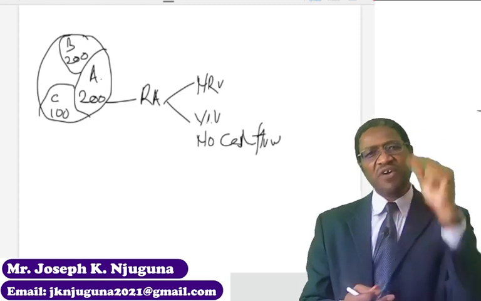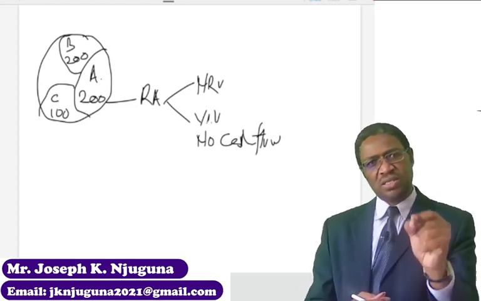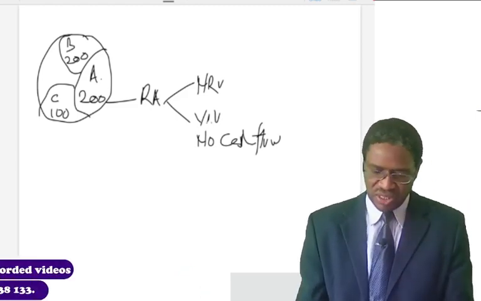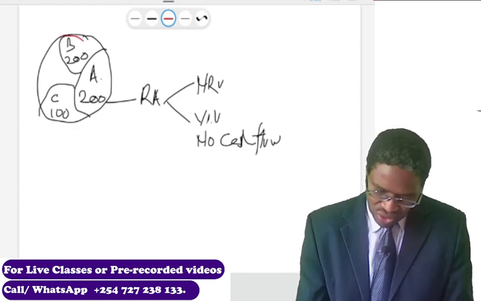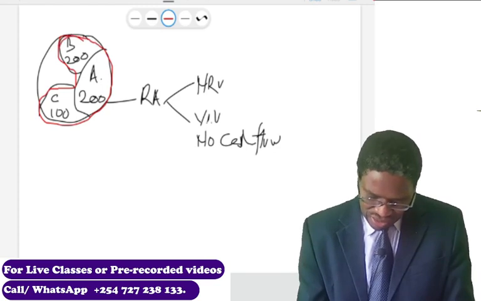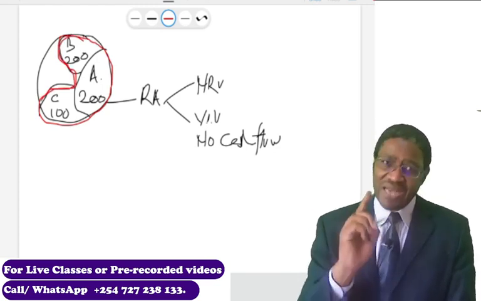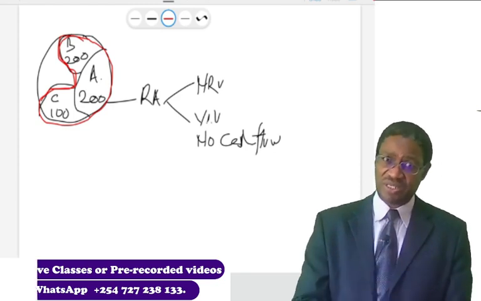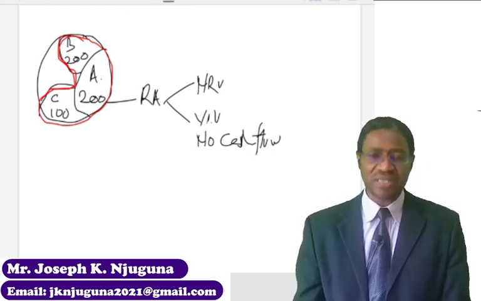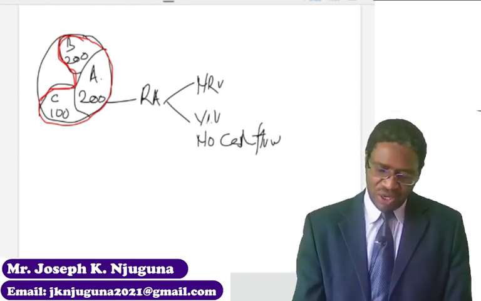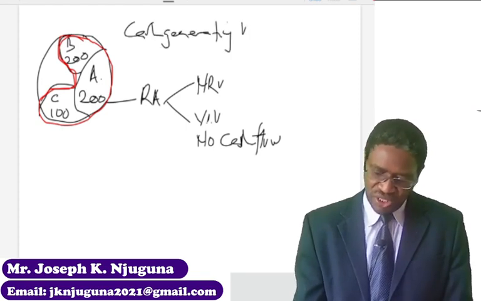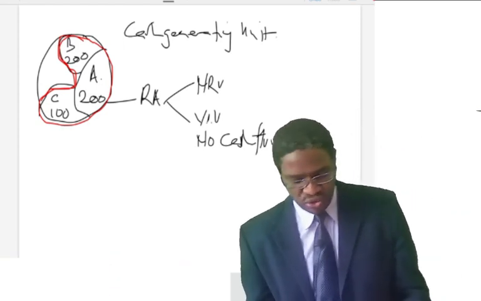Listen, if this group of assets, the group that comprises asset A, B, and C, can now generate cash flows, that group of assets we normally call a cash generating unit. A cash generating unit.